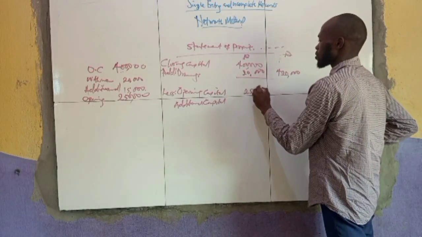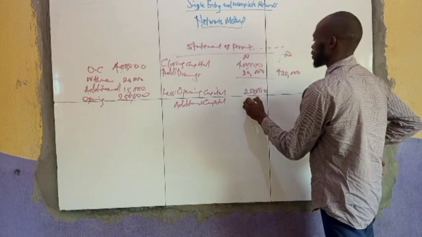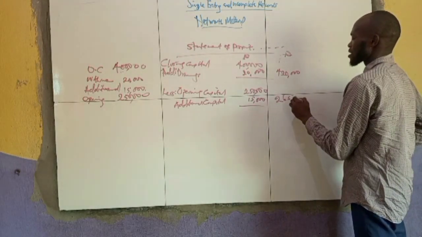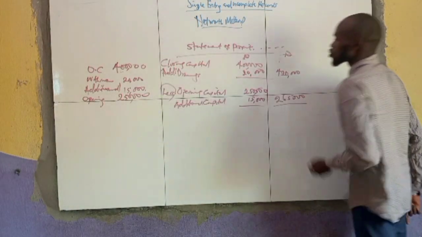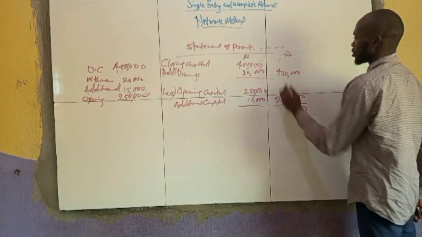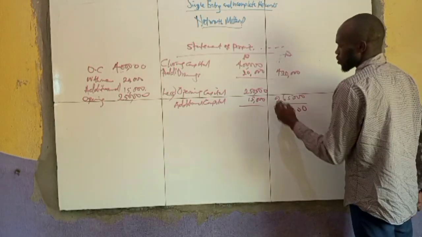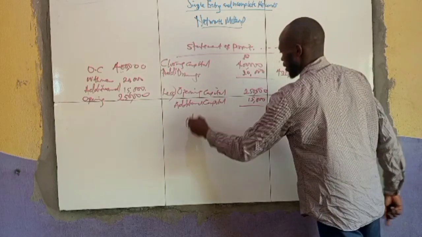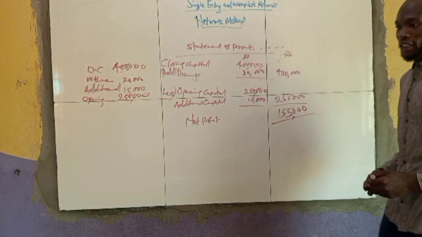And now will be what? 250,000 for opening capital. And additional capital is 15,000 based on what you have drafted out. That will give us 265,000. So what do we do? We just have to subtract, because the instruction has been given to less. So that will be what? 155,000 naira. That was going to be our net profit, because it is not a deficit to the business.